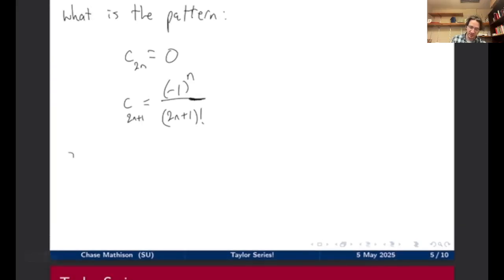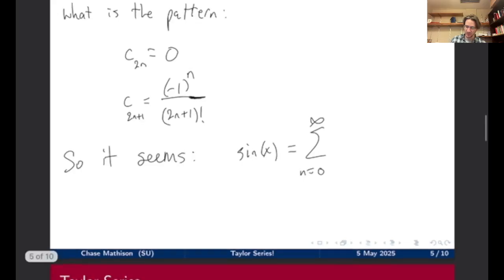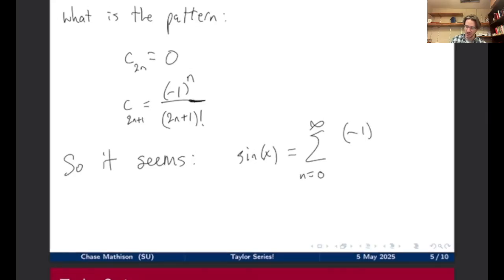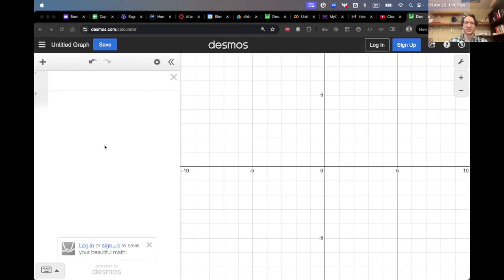Okay, so it seems that sine of x is equal to the sum n equals 0 to infinity of negative 1 to the n over 2n plus 1 factorial, and we're only including the odd powers, the odd coefficients. So to say that, I'm going to write this as x to the 2n plus 1. Those are the only ones we're including because all the even ones are 0. Let's go and check and see if this works out in Desmos.